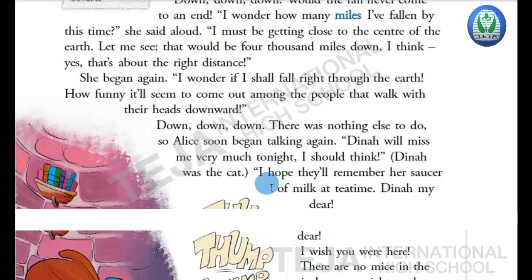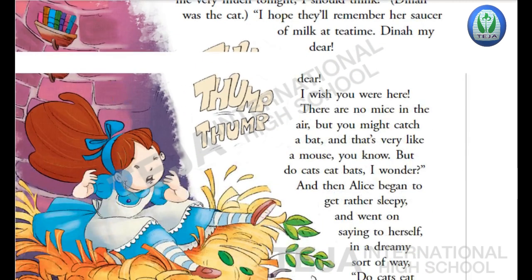So she's thinking that Dinah will miss me tonight, and maybe they'll remember her saucer at night. That is, maybe the family members will give milk to Dinah at night. She was thinking about Dinah. So she's saying, Dinah, my dear, I wish you were here. So she's wishing Dinah to be with her. If Dinah was there, then there would be company for her. So she is missing Dinah very much.